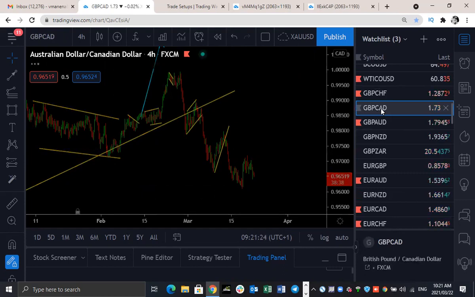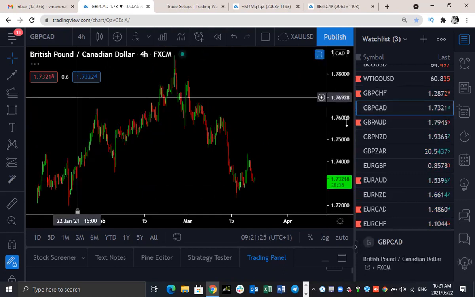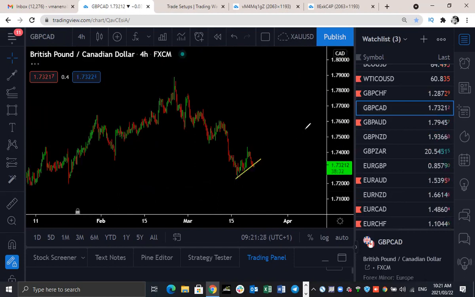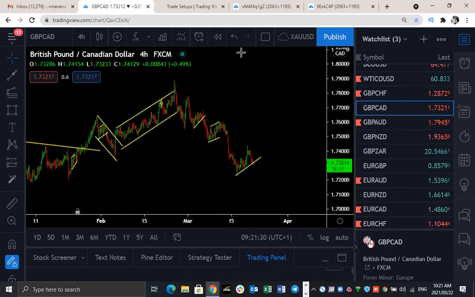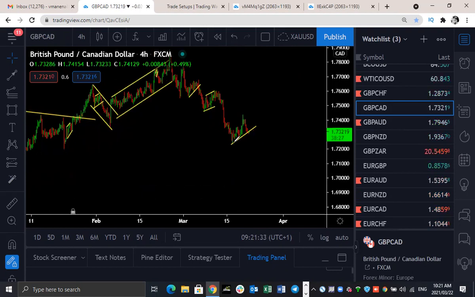Just want to look at all the CAD pairs. Not that there's anything special. We have seen the corrections. Pound CAD. Pound CAD, we're already done with this corrective structure.